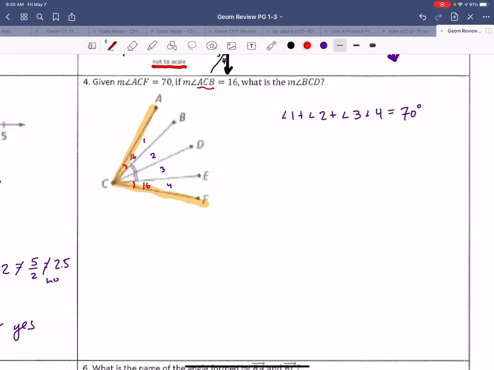Now it says, what would be the angle of BCD? So we're looking for this other angle, and we don't know what it is. It's got 2 arc marks on there. So let's call that X. So far, angle 1 is 16. Angle 2, we don't know. We'll call it X. Angle 3, we'll call X as well, because it's the same measurement. And the fourth one is 16. So we can kind of use algebra here.